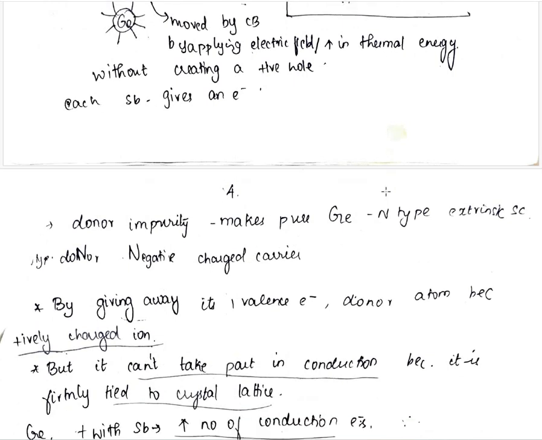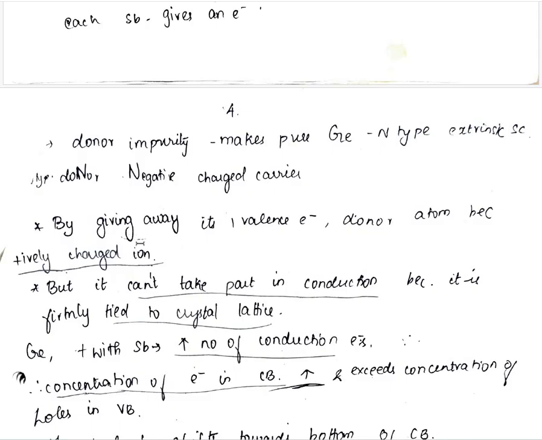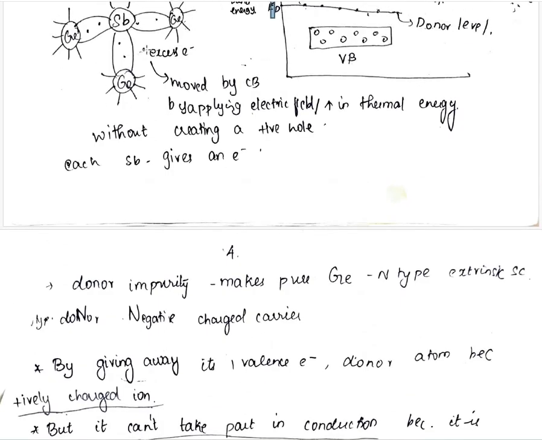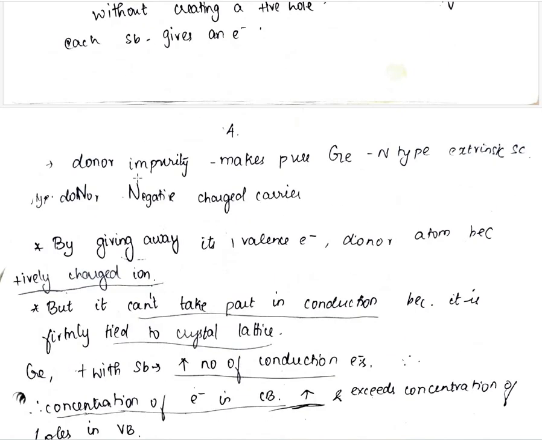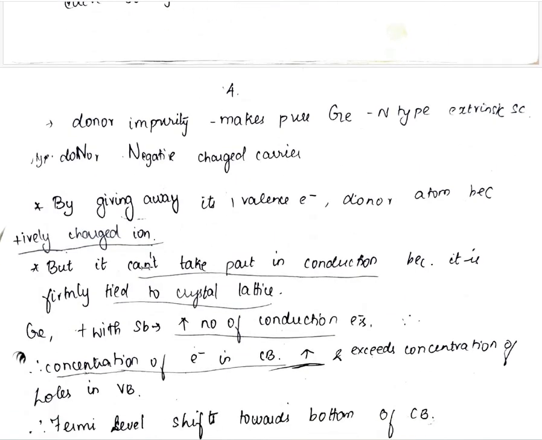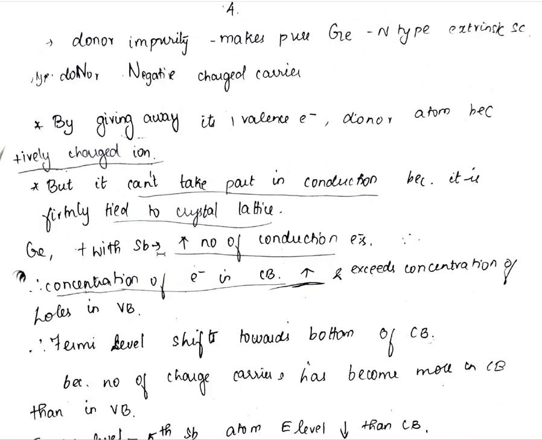The donor impurity makes the germanium an N-type semiconductor. Negatively charged carriers are there. By giving away its 1 electron, a free electron, it donates an electron. It becomes a positively charged ion, because when this electron moves from its place, a positive ion is created here. But it can't take part in current conduction because it is firmly tied to the crystal lattice. It is immobile.